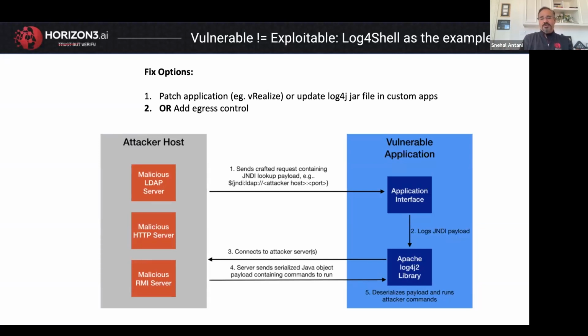The other thing you can do, though, is put in a single network rule that prevents that outbound beacon over RMI from being established. That single egress control stifles this entire attack. So where I got frustrated as a practitioner was seeing application teams having to work nights and weekends to scramble patching and updating the log4j jar file when all they had to do was put in a single egress control.